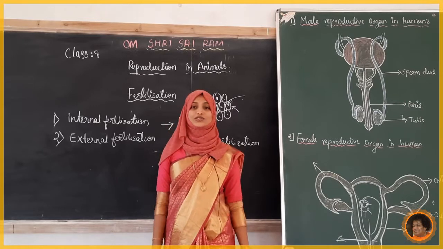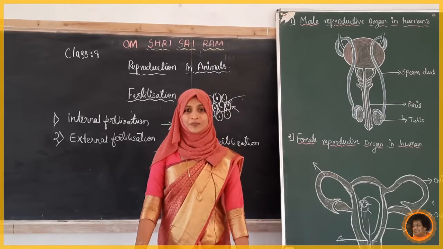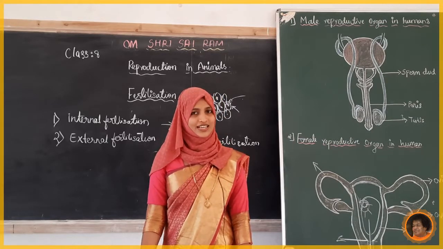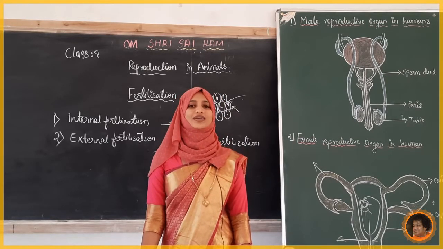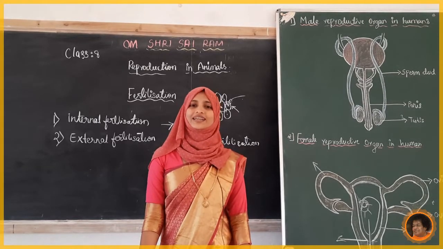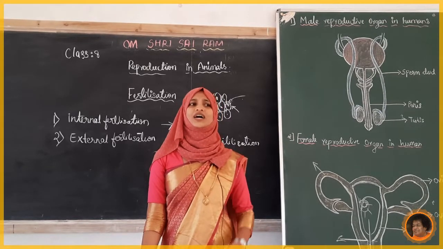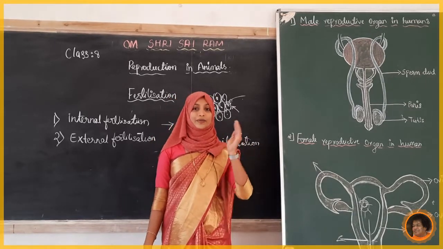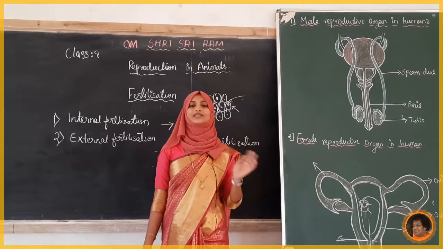Ovulation also we came to know, what is ovulation. There are two types of fertilization, internal and external. We came to know the main difference between these two, and you have to give examples. After that, we also studied development. Next, the test tube baby concept we also studied.